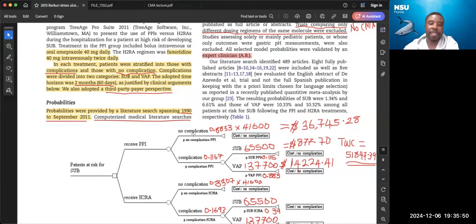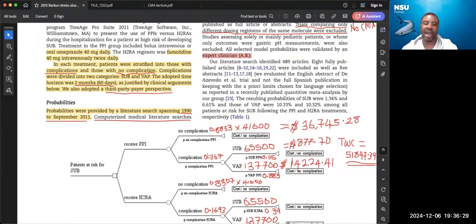In the PPI arm, they measured those with no complications. So in these patients who were at high risk of stress ulcers, in this arm, they had no stress ulcers. They didn't have any complication, including they didn't develop ventilator-assisted pneumonia as well. So this part has no complication. The other arm, which is the complication arm, were divided into two. There is a part that has stress ulcer bleeding, and there's the part that has the ventilator-assisted pneumonia.